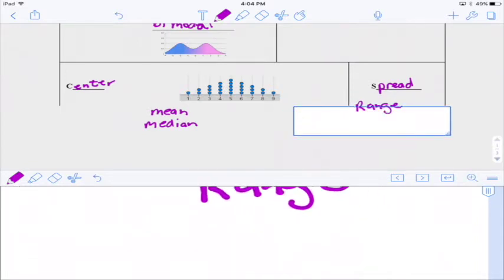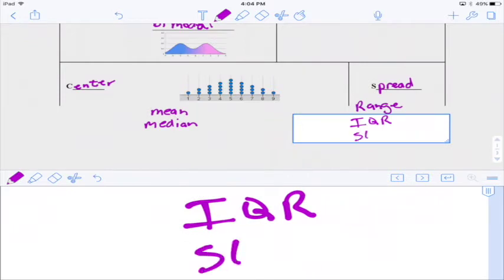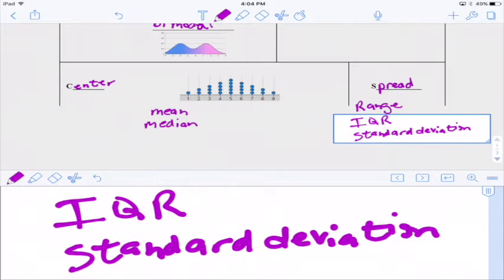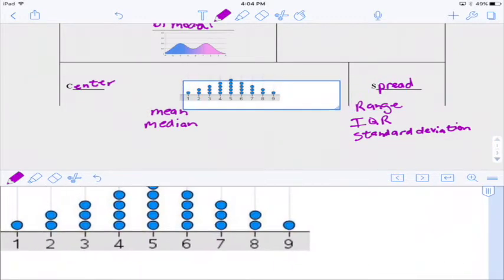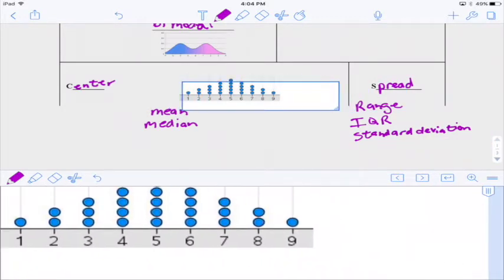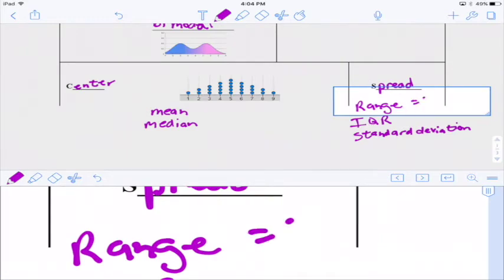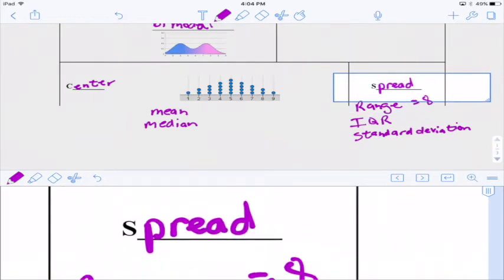We could do the interquartile range, the IQR, which we're going to talk about a little later. We could also use standard deviation or variance. So all of those talk about how wide the data is. This one goes from 1 to 9, so this range is 8. It talks about the wideness.